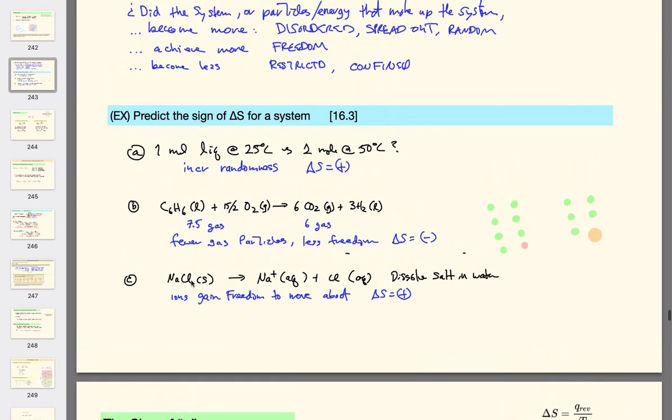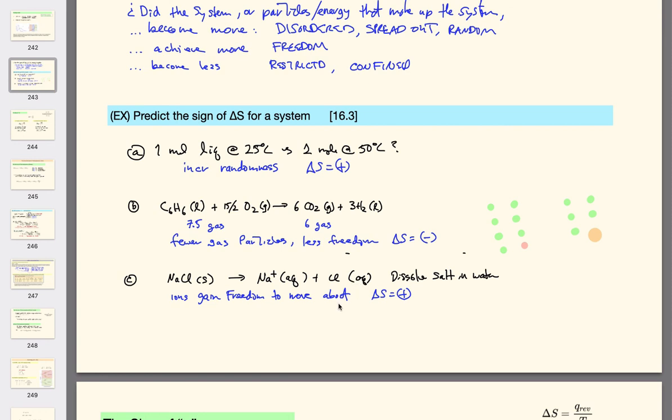How about if I take sodium chloride, a solid? So what does this mean? I got a spoon of salt, and it goes to Na plus and Cl minus aqueous. So what does that mean? I just took the salt and I stirred it, dissolved it in water. That's what I did, right? So how did entropy do that?